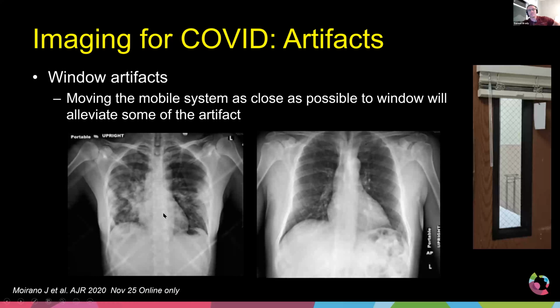And here you can see two different patients, but the same window. In one, the X-ray tube was a little farther away. In the other, it was almost in contact with the window. And you can see the artifacts are largely gone, if not just barely present.